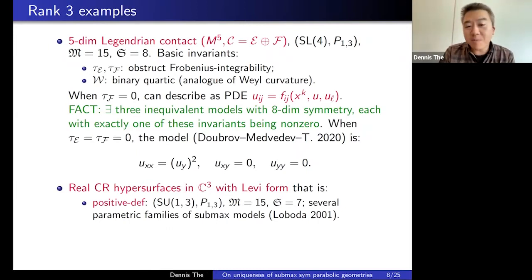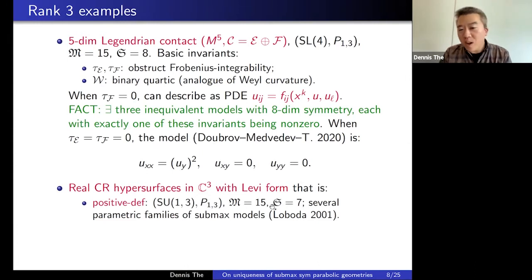So real CR hypersurfaces in C3 with Levi form that is either positive definite or indefinite. Here's a model. Group G is SU(1,3). So this and this, they complexify to the same thing, SL4C. This is a split real form. If you take SL4R, that's a split real form. This is not a split real form.